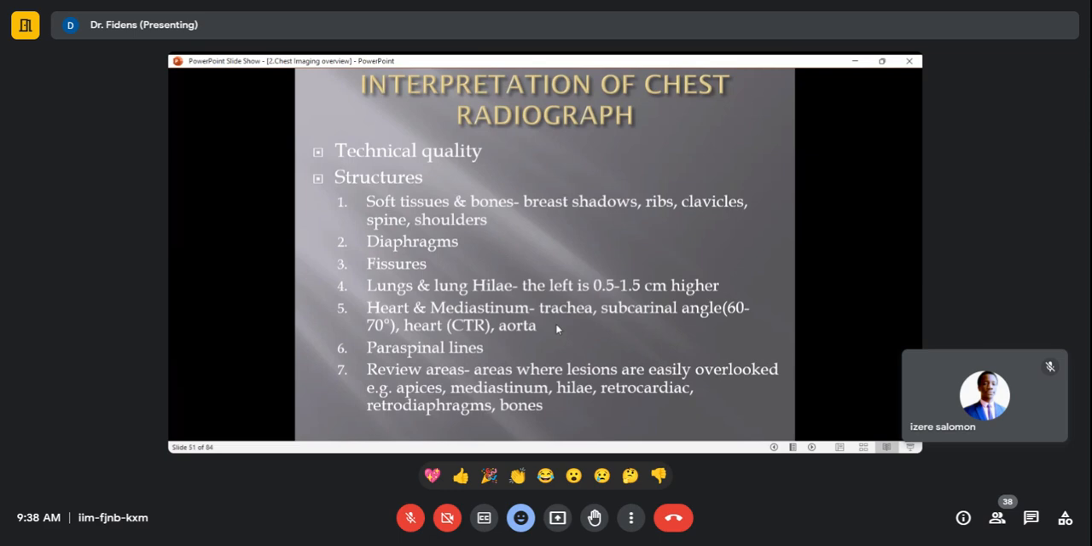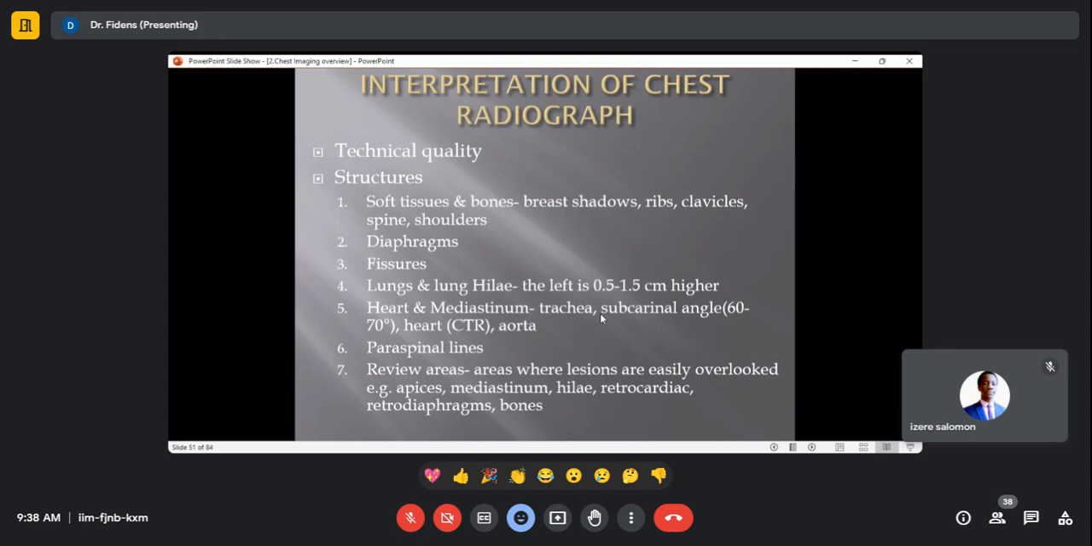To check the mediastinum, the size of the mediastinum, is it widened? Remember, there are three parts of the mediastinum. On frontal view, there's upper, middle, and the lower mediastinum. And on lateral view, there is anterior, middle, and posterior.